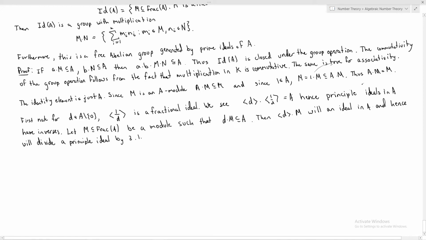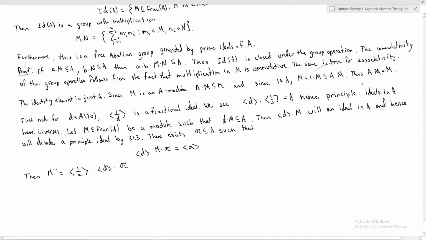Okay. What does this mean? Basically it means there exists an ideal A contained in A such that the ideal generated by D times M times A, let's say, is the principal ideal generated by alpha. Then M inverse is just going to be the ideal generated by 1 over alpha, the ideal generated by D times A.